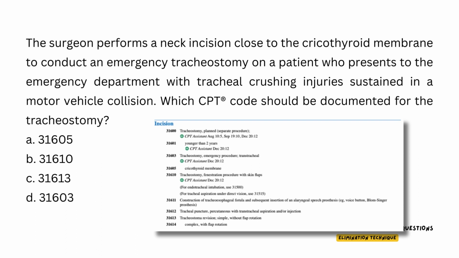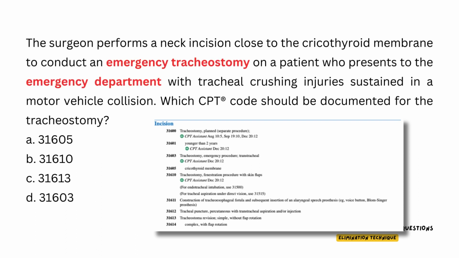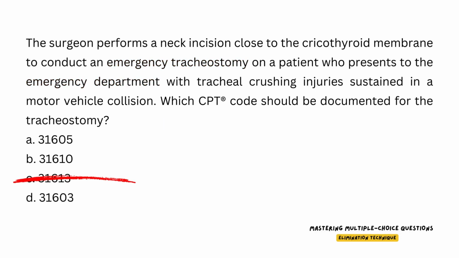In this scenario, it is clear that the surgeon conducted a tracheostomy on the patient in the emergency department. This information is the basis for our first elimination, as any code outside of the tracheostomy range would be incorrect. Code 31613, which is used to report tracheostoma revision as opposed to a tracheostomy procedure, is first to go. The remaining codes all represent tracheostomy procedures.